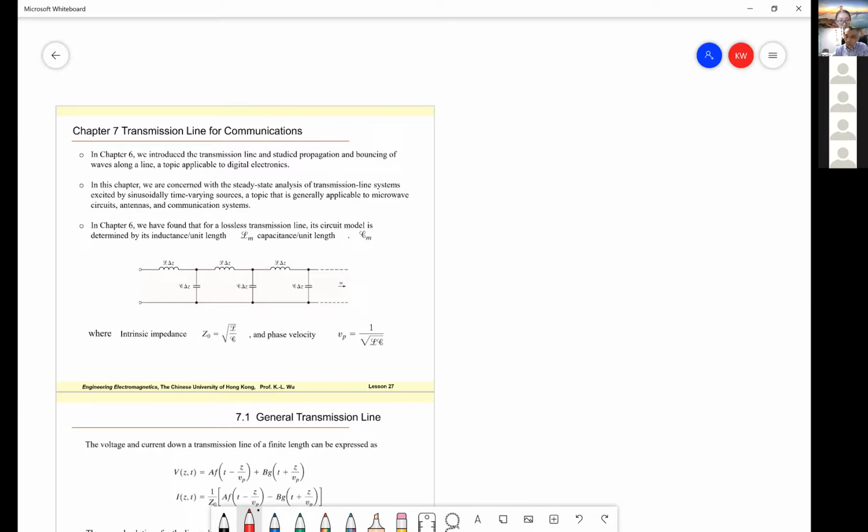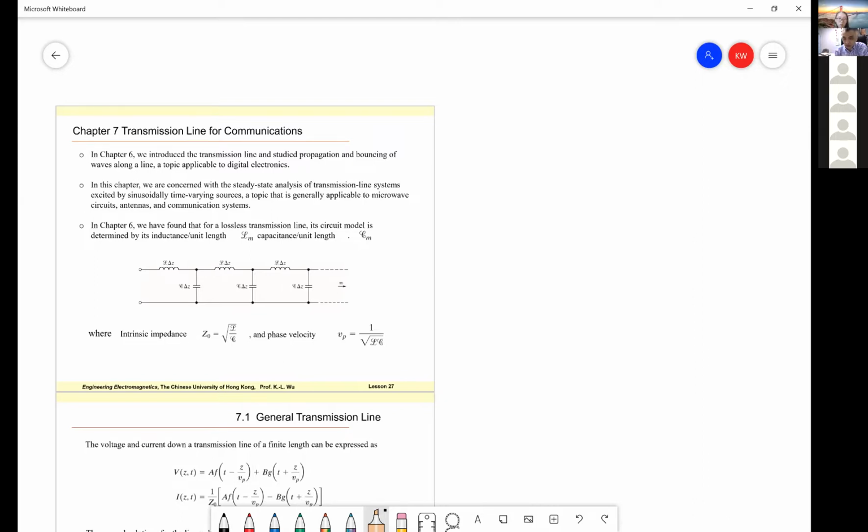Okay, when we go back to review what we have learned in transmission line for digital circuit, when we derived the time domain equations for voltage and current, we didn't consider loss, because at that time, the loss was not a major concern. But in a communication system, the loss will be a major concern. Okay, let's start from a simple circuit first.